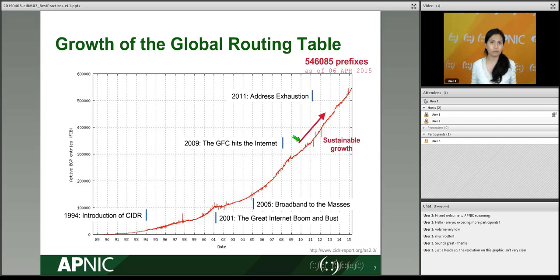But this growth is still sustainable up to right now, where we have reached the address exhaustion. So you can see that we did not exactly just run out of IP addresses here. It is still growing, and we want to make it that way. We want the internet to still keep on growing.